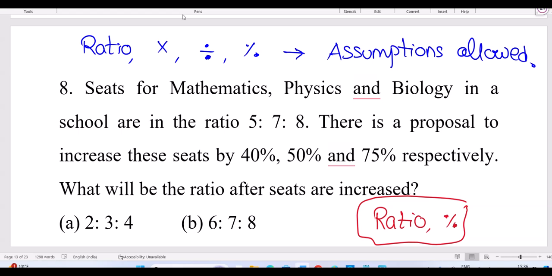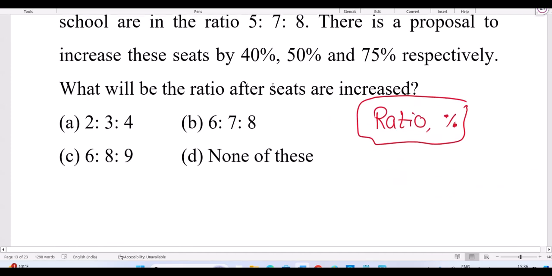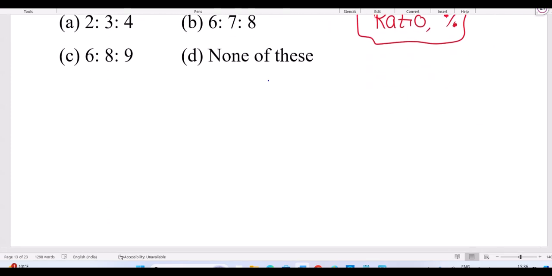Assumption allowed means that if it is satisfying the ratio, take any value. Somebody will take 100, 140, 160, which also has the same ratio, and still you will get the same answer. Okay, see, that's what I am taking now. This is what I mean to convey.